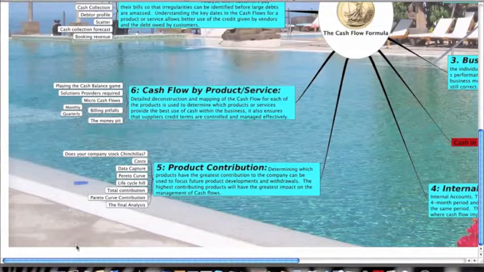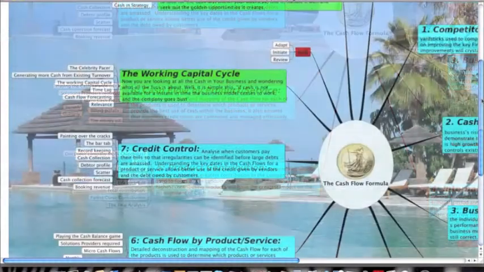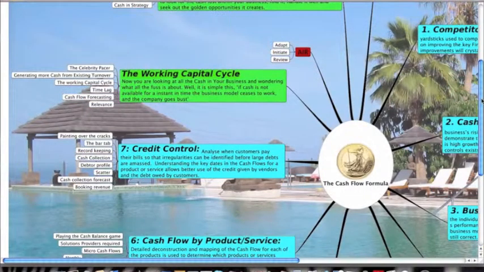I'm going to move on to credit control. We're going to analyze when customers pay their bills so that irregularities can be identified before large debts are amassed. We're going to look at understanding the key dates in the cash flows for a product or service, and that allows us to make better use of the credit given by our vendors and the debt owed by our customers.